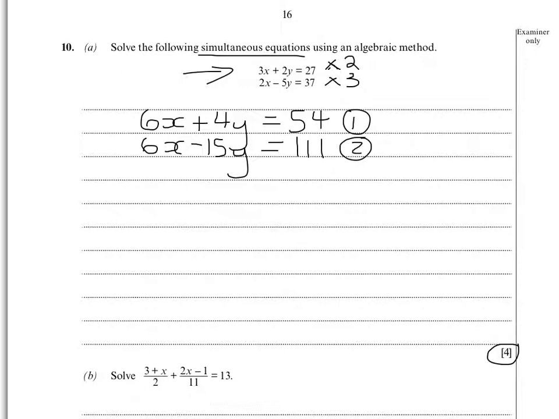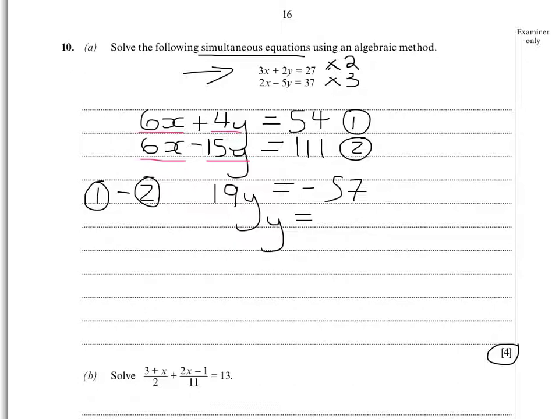Now, because my x's are both positive here, the only way I can get rid of them is by subtracting them. And I can notice here, I've got my 4y, which is positive, and my minus 15y, which is negative. So if I do equation 1 minus equation 2, because I'm going to be minus and a minus, that should give me a positive y, which makes it a bit easier. So 6x take away 6x is nothing. 4y minus a minus 15y gives me 19y. And 54 minus 111 gives me minus 57.